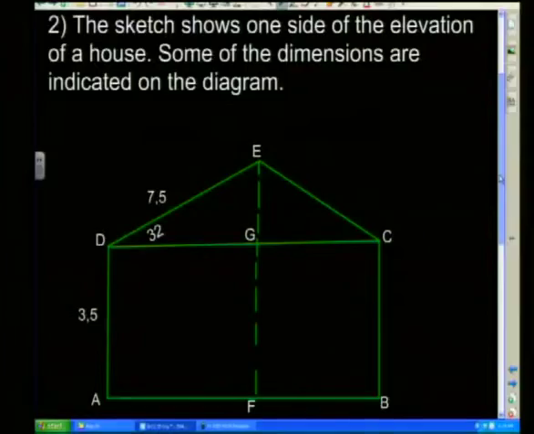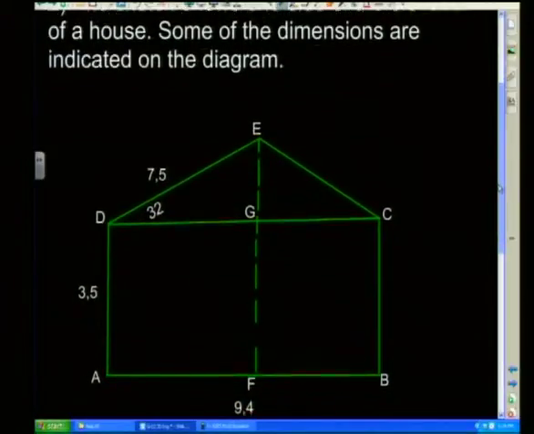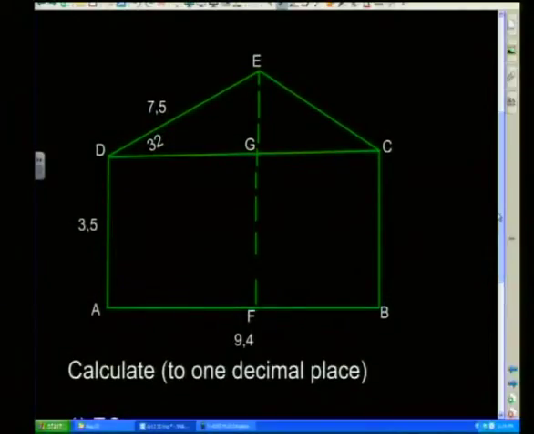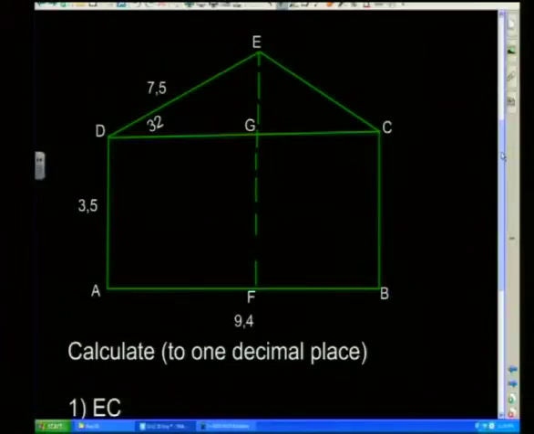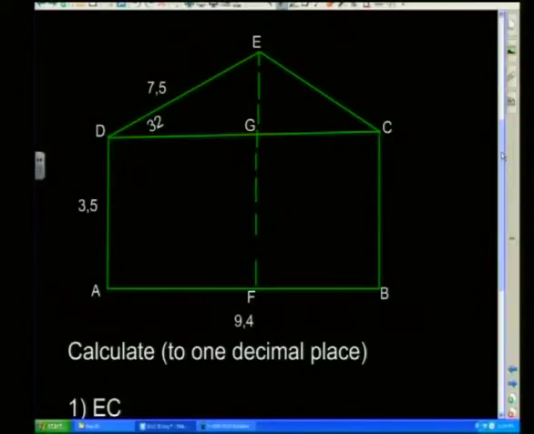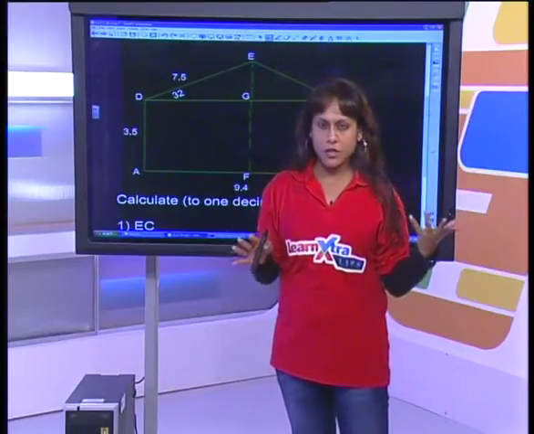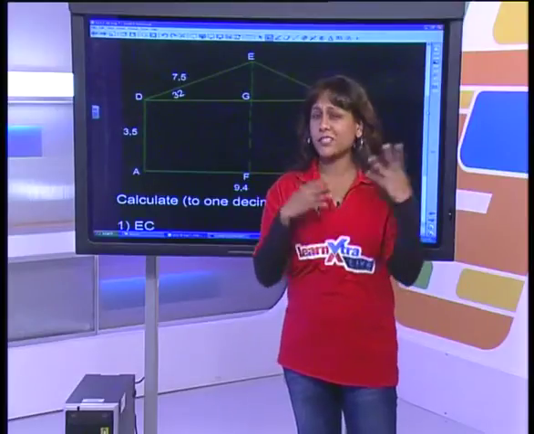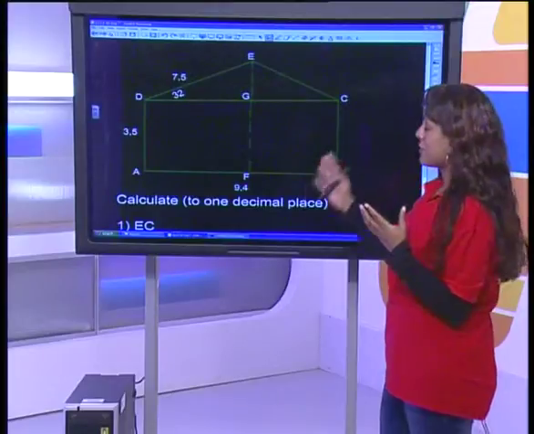Okay, so it says the sketch shows one side of the elevation of a house, and some of the dimensions are indicated on the diagram. These are all in meters, just by the way, because it's not given in the question. It's the side view of a house. Think about when you first learned how to draw, you'd make a little triangle roof and a little rectangle body. That's the view that we've got of the house.